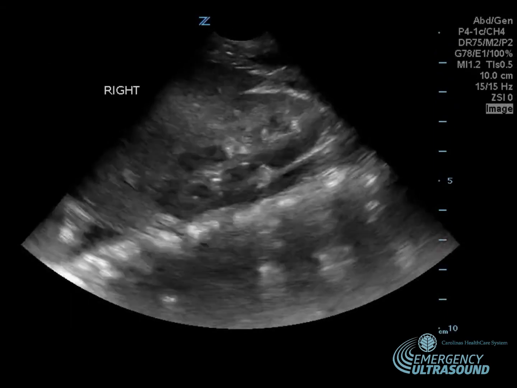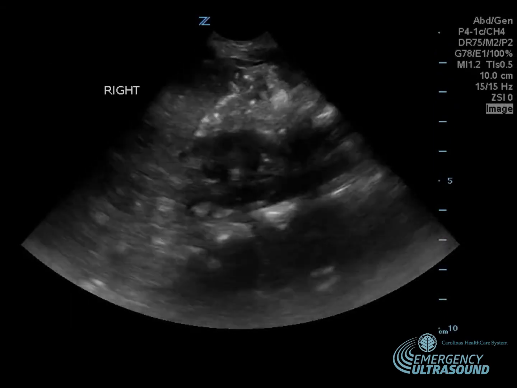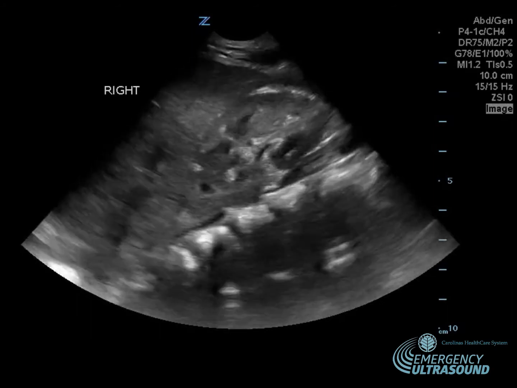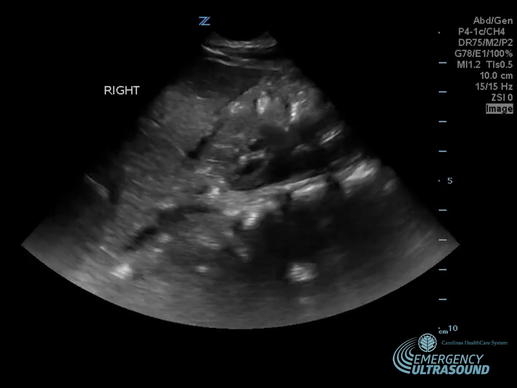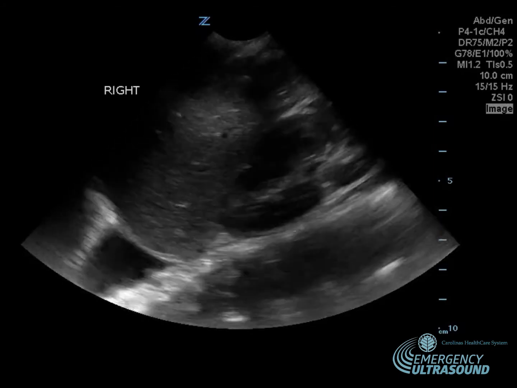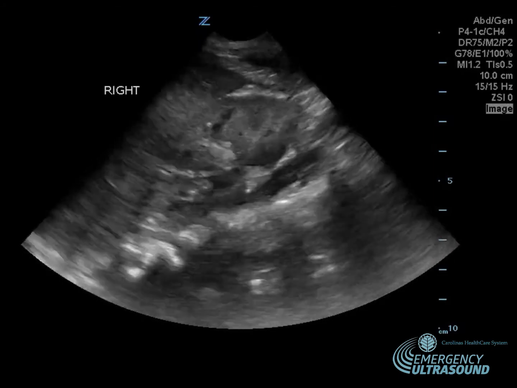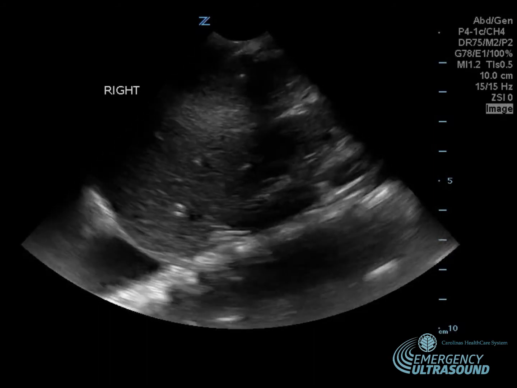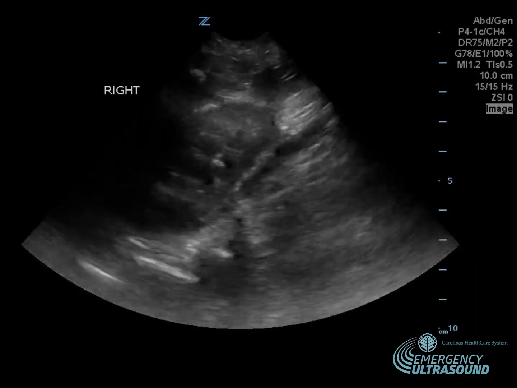Now as we're scanning from the kidney and Morison's pouch upwards, or a little more towards the coronal direction, we are seeing fluid above the diaphragm. We're seeing the spine extend above the diaphragm, and so we're seeing a little bit of a pleural effusion.